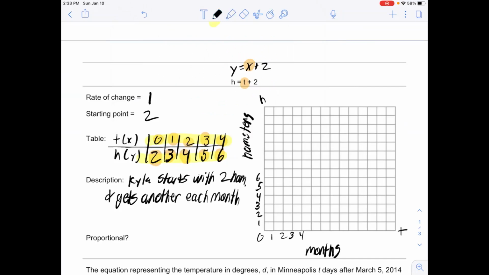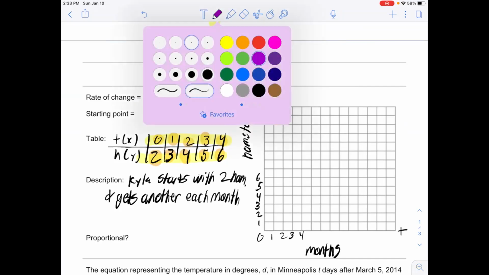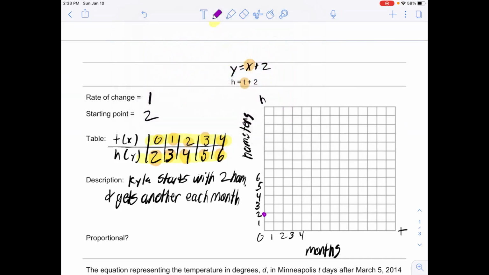So now I can graph my points. First point is (0, 2). Then I have (1, 3), (2, 4), (3, 5), and (4, 6). Remember, my points came from each of these pairs.